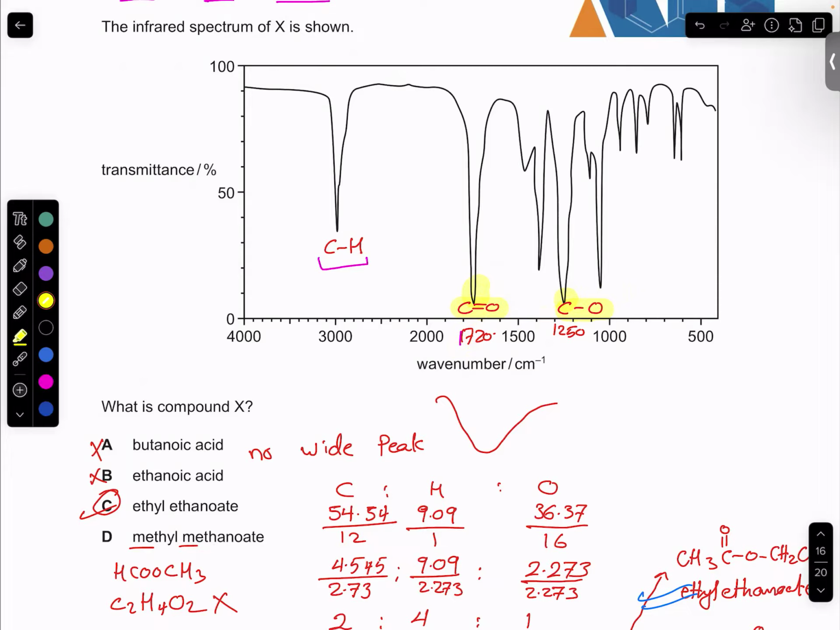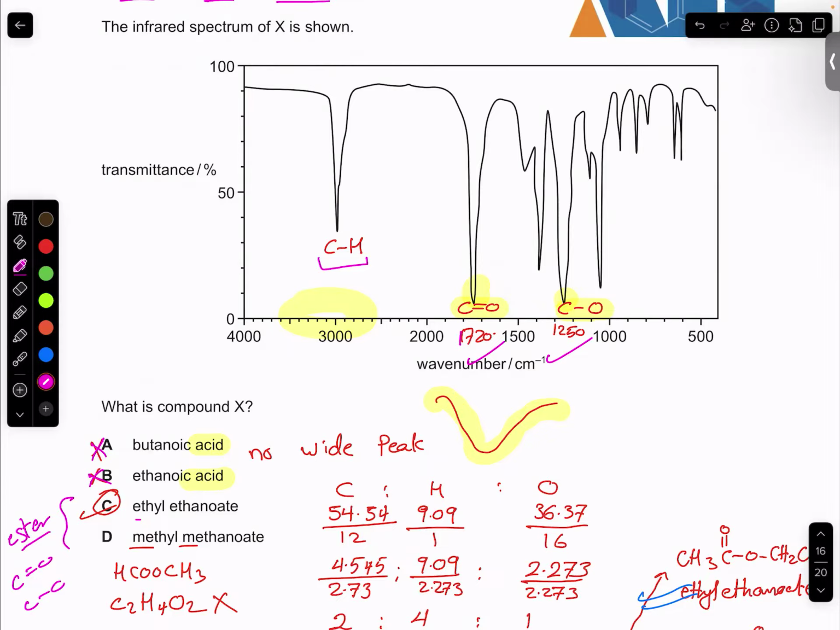What's compound X? Compound X couldn't be an acid, because if it is an acid, we should have a broad band for O-H in this range. Since we don't have this, the first two answers are wrong. But the second two answers, ethyl ethanoate or methyl methanoate, both of them are esters, and both of them contain C=O and C-O. So this one and this one exist in both of them.